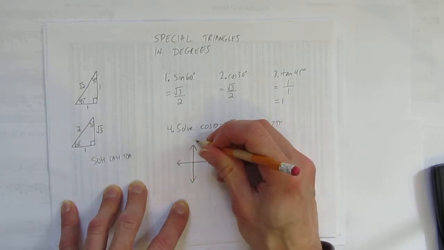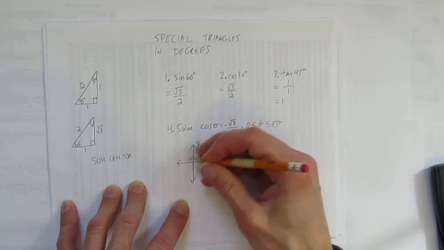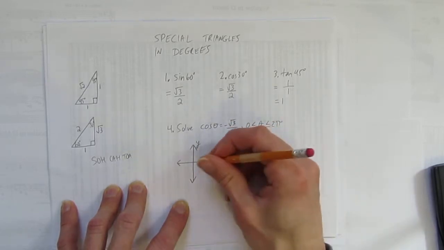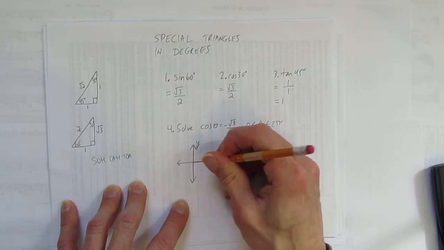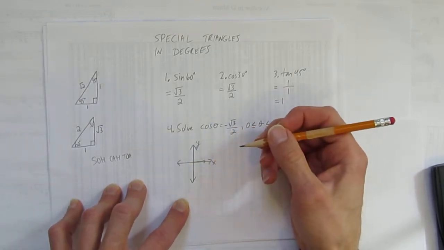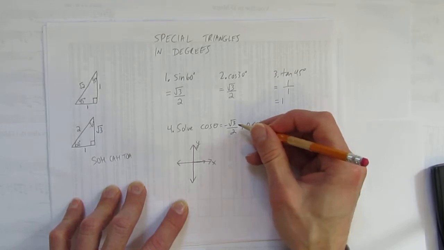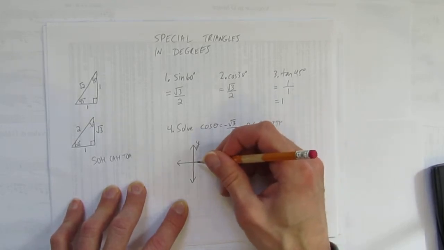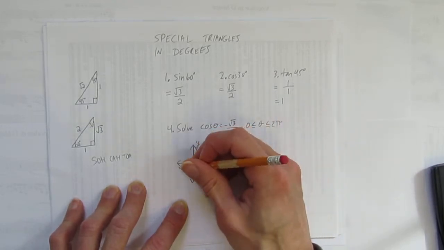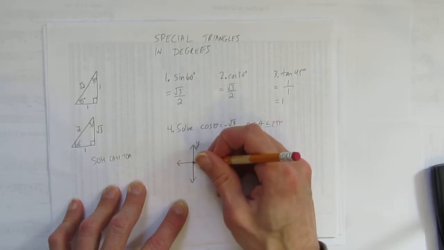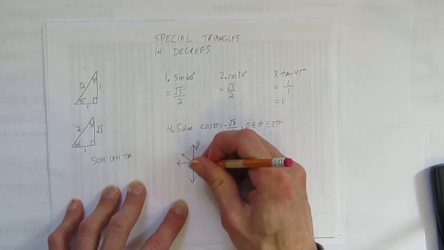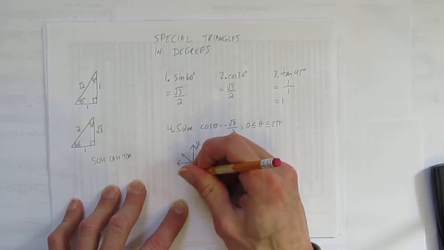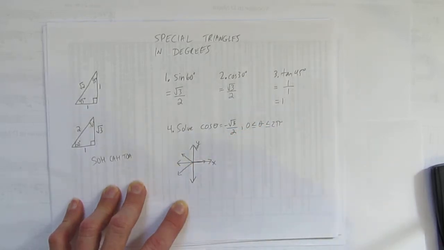Here's my first step, the sketch, with an x-axis, y-axis, all my arrows. I get an initial arm starting here. That's my initial start for my rotation. And then I'm going to rotate to wherever cosine's negative. Where's cosine negative? Well, CAST rule. So here in quadrant 2 it's an S, so cosine's negative there. And here in quadrant 3 it's a T, so cosine's negative there.